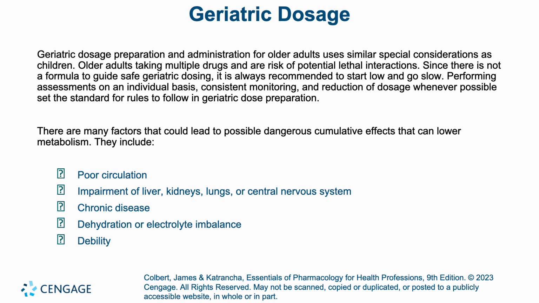So what are some factors that could lead to possible dangerous cumulative effects that can lower metabolism? These include poor circulation, impairment of liver, kidneys, lungs, or central nervous system that are involved in processing the medication, chronic disease, dehydration or electrolyte imbalance, and debility, meaning that there is some kind of debilitating disease process that is affecting the way that the medication's working, affecting the able-bodiedness of the person, the muscle tone, etc.